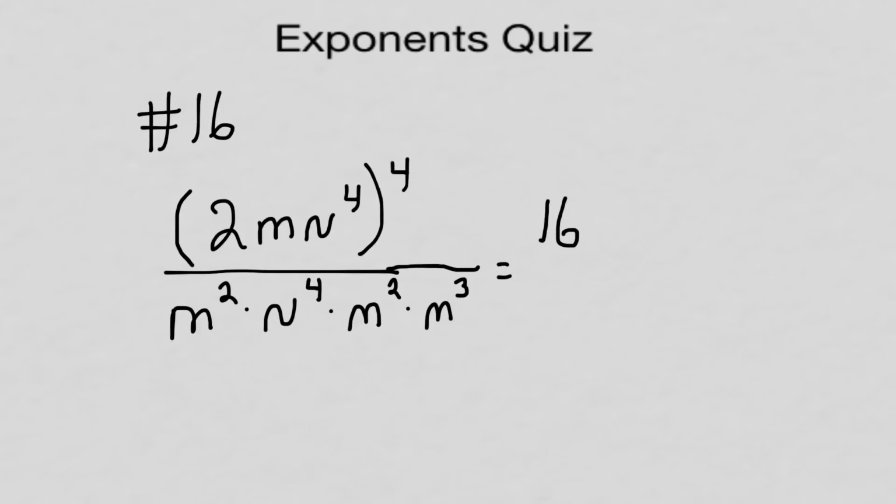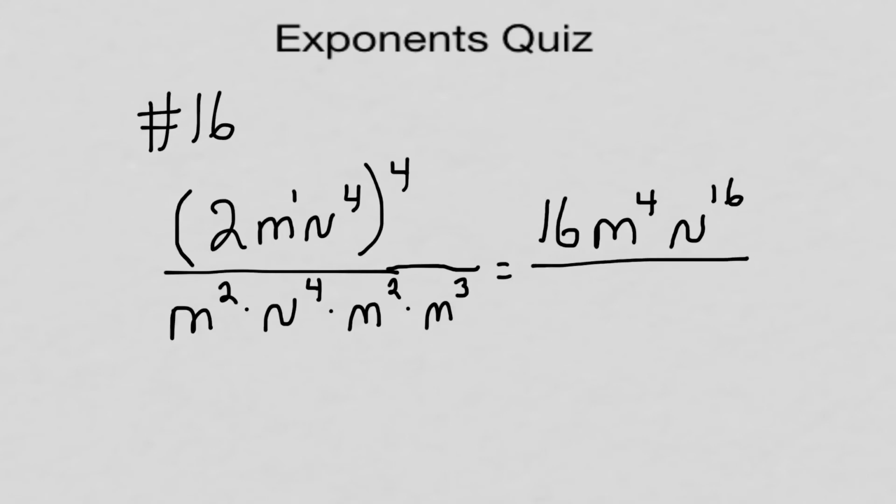This is m to the first. Since the 4 is the exponent on the outside of the parentheses, I multiply and I get 4 times 1, m to the fourth. And n to the fourth to the fourth, multiply the exponents, we get n to the 16th.